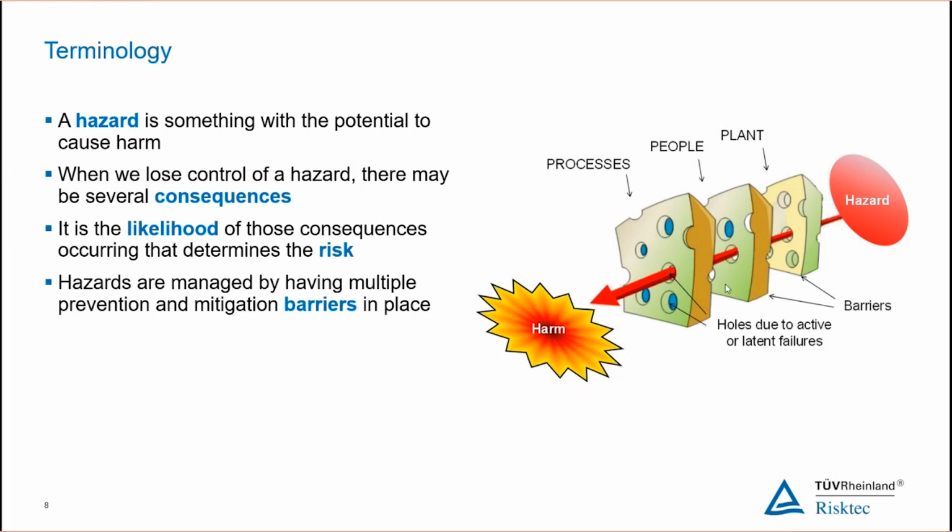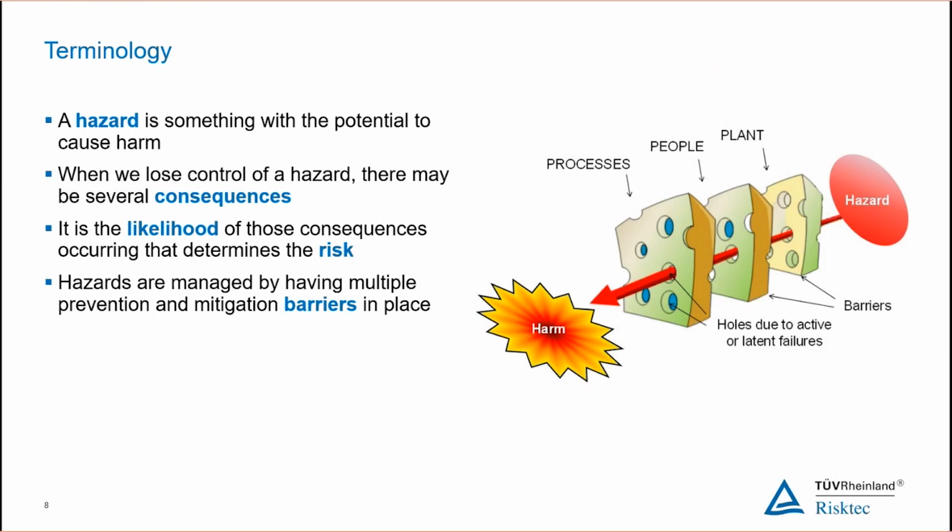Now, these barriers may be people, processes, plant. We put in the right equipment that's operated by the right people with the right information, and those are the layers of protection that we put in place to prevent the hazard from leading to the harm. But we have to recognize that none of these barriers are ever going to be 100% effective. There is always going to be the possibility that there are weaknesses, the holes in the cheese, these weaknesses that might allow for the hazard to be released.